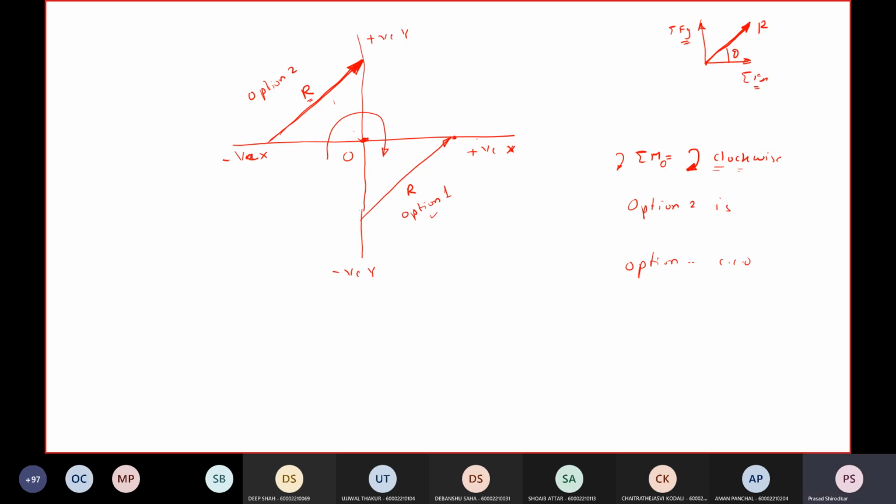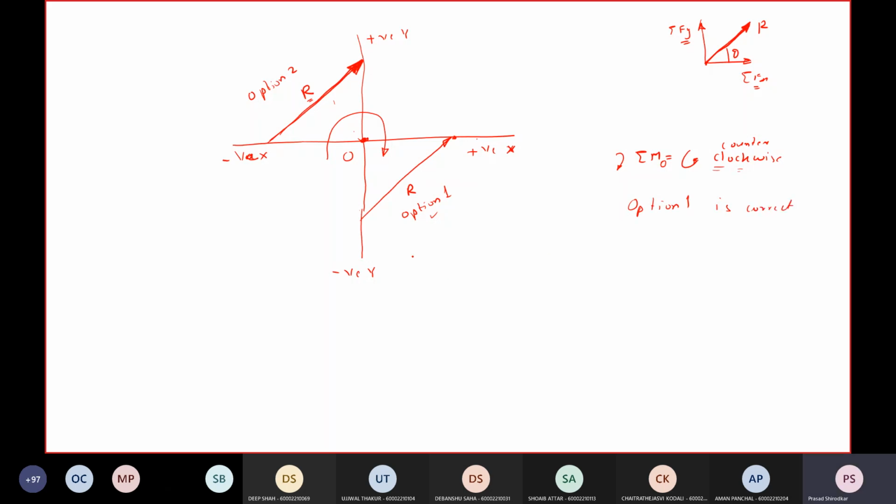Yes, sir. Okay. Now, suppose we calculated the summation of moment and this came out to be counterclockwise. So now which is the correct option? Option 1. Okay, I hope you have followed how to place the resultant. So option 1 is the correct one.